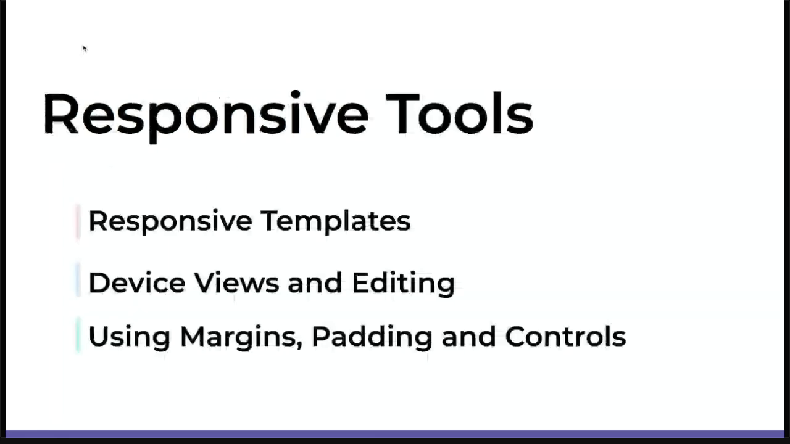Then I want to talk to everybody about the device views functionality that we have and the different device editing tools as well. So we give you the tools to make specific changes based on specific device types. And then we also let you fine tune how your pages and content look by using margins and padding. That's all found in the styles tab of an element. And then in the controls tab, we also have additional functionality for you to fine tune it.